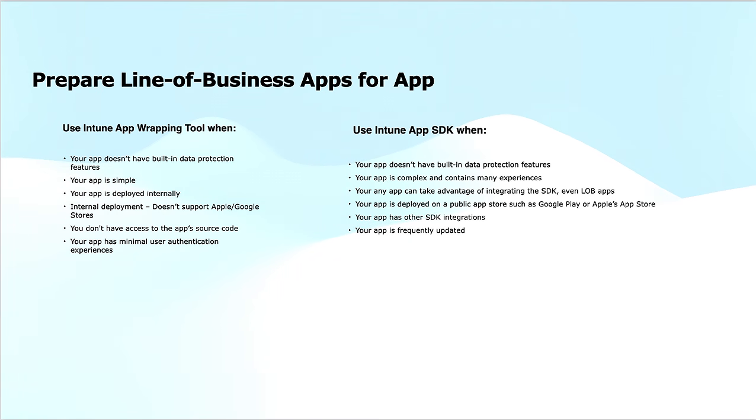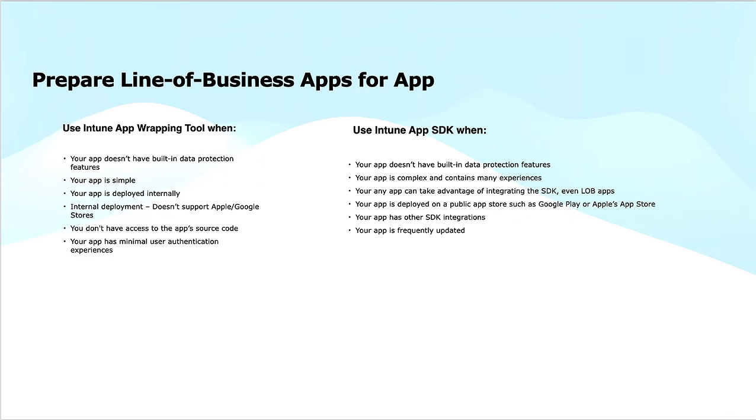With this, the app wrapping tool is a simple way to add Intune's app protection policies to an existing application without needing to modify the application source code. It wraps the app in a secure layer that applies protection features like data encryption and access control. So we are adding an additional security safety net, or layer.